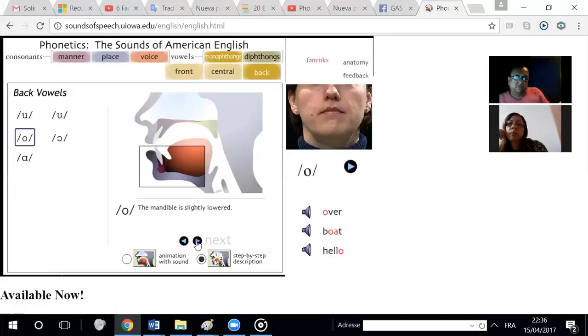Oh, the mandible is slightly lowered. Lowered. No, lowered. Lowered. But please, please. Yes.